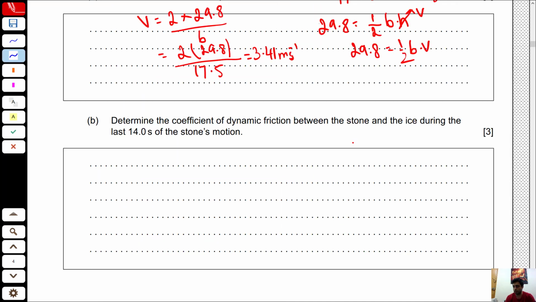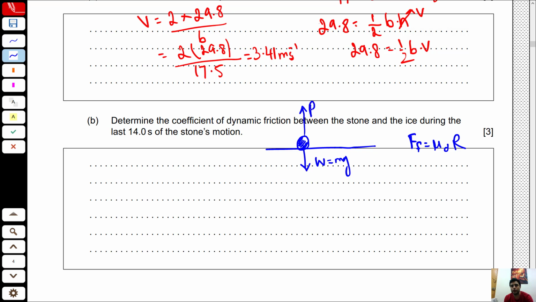So the equation, copying from the data booklet, is actually frictional force equals the coefficient of dynamic friction times R. Now this R is the normal reaction force from the ground. So imagine this is the body, and this body has a weight W, which equals mg. Now the reaction force is actually counteracting this weight.